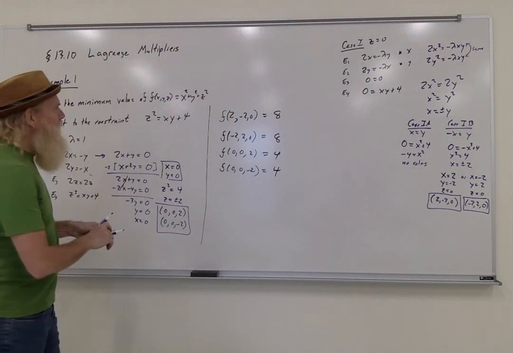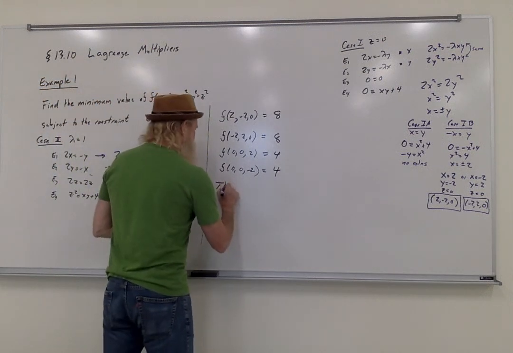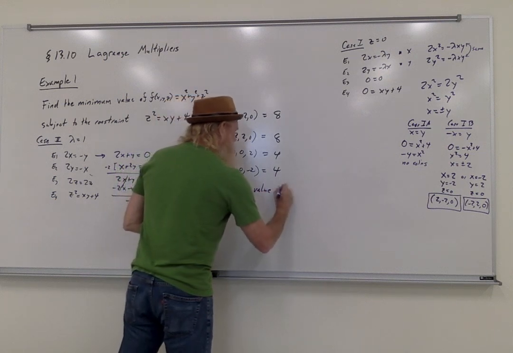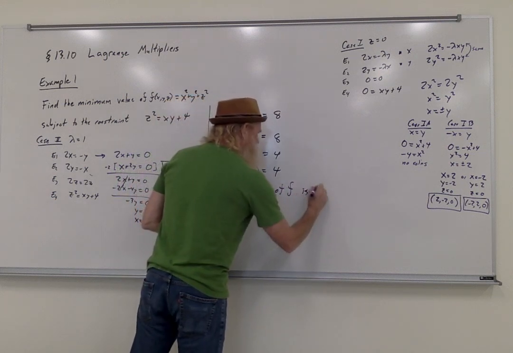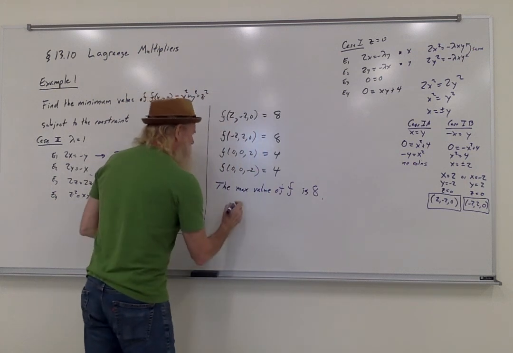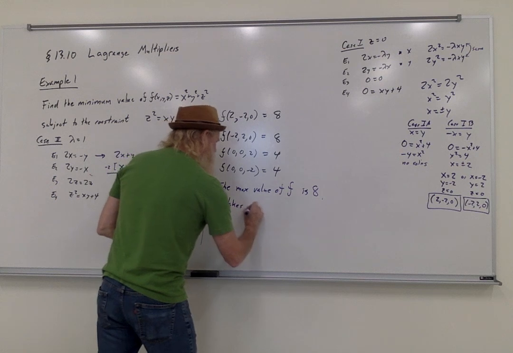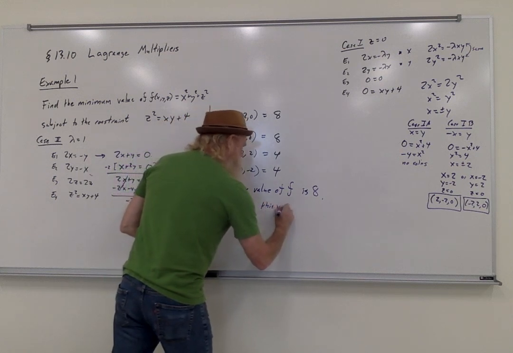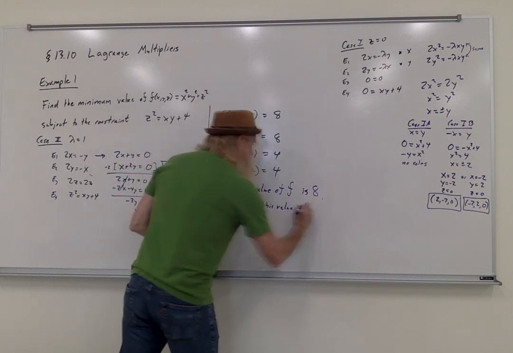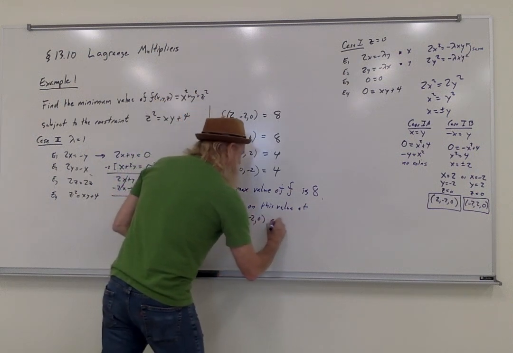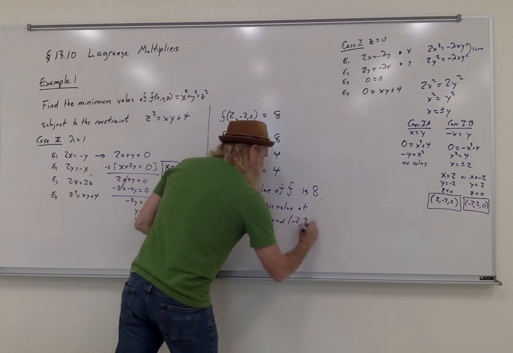So the maximum value of the function f is 8, and f takes on this value at the 2 points, 2, negative 2, 0, and negative 2, 2, 0.